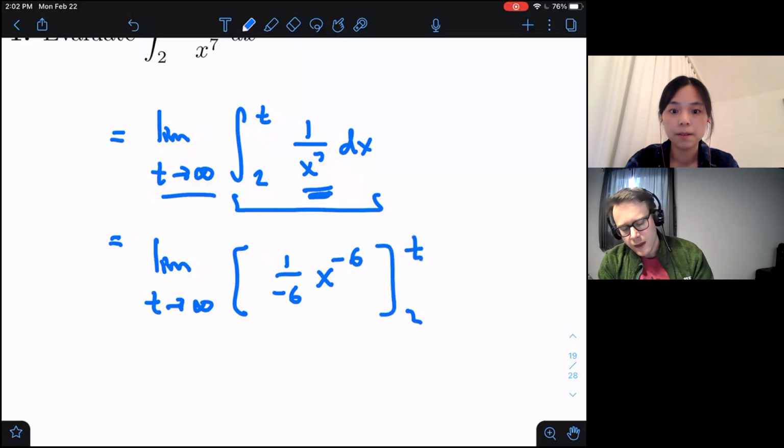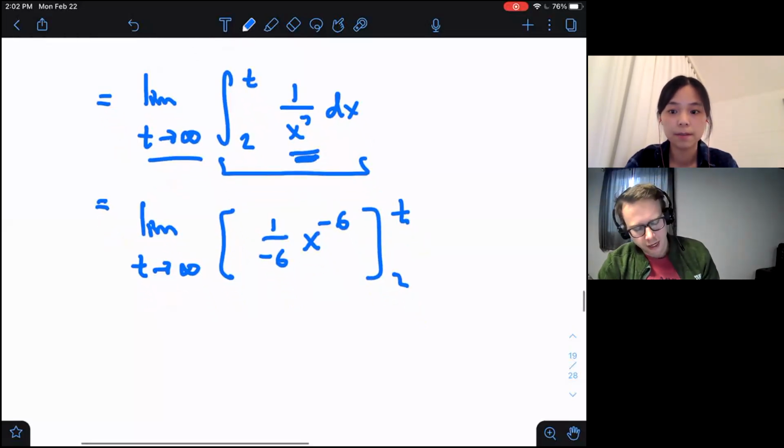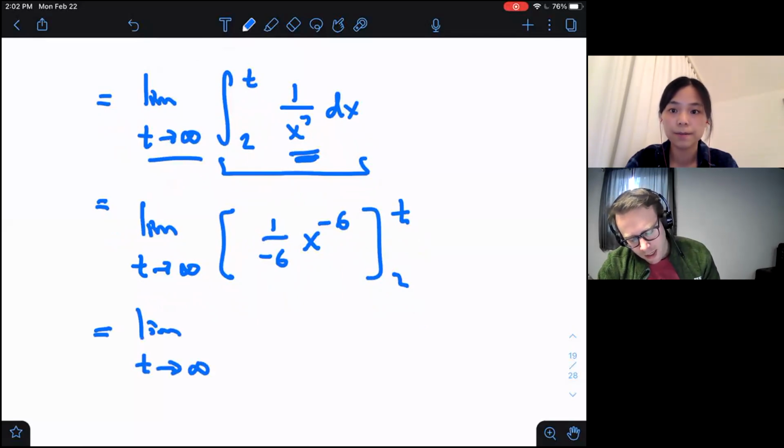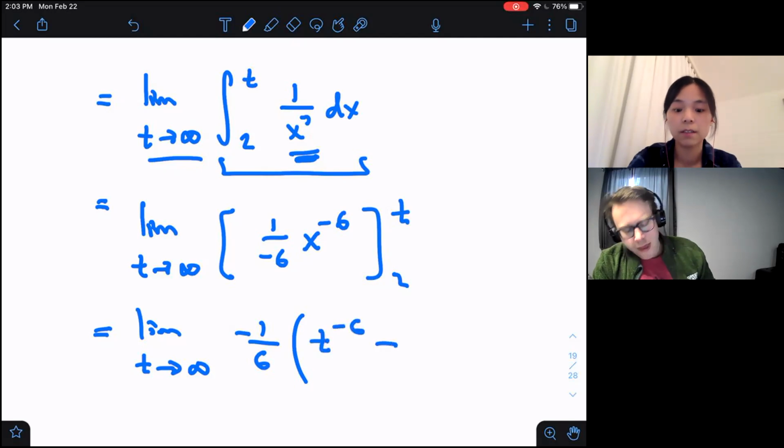Now we're evaluating this from 2 all the way until t. And remember, this t is something that eventually we're going to let be very, very large, going off to infinity. So we'll say the limit as t goes to infinity. And now we're going to go ahead and plug these things in. Notice that the -1/6 is just a constant hanging around here. If I plug in t, this would be t to the -6th. And then I'm going to plug in 2 to the -6th.